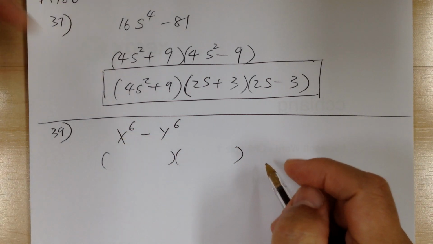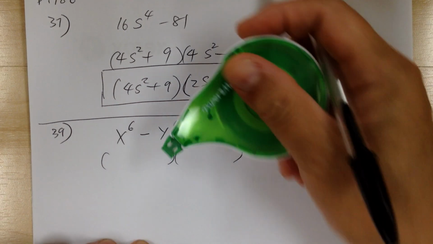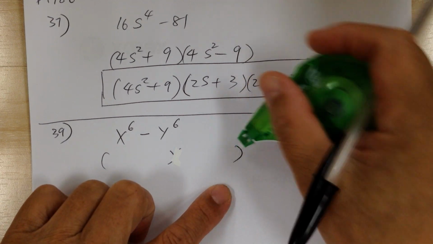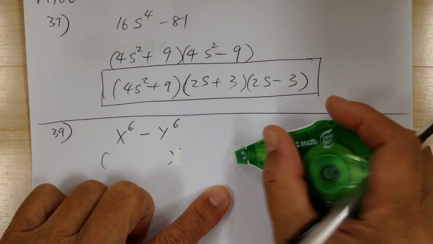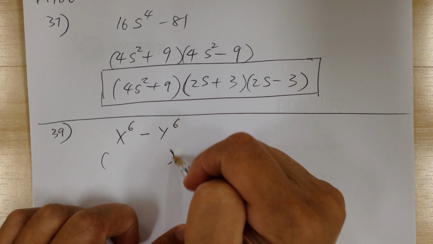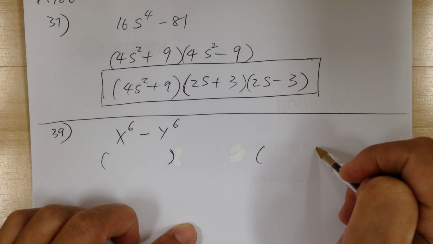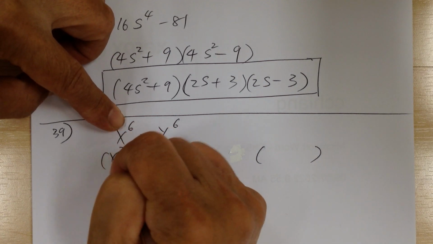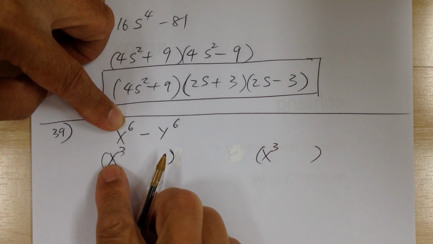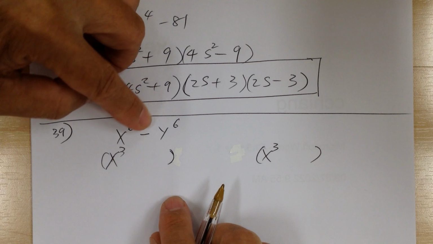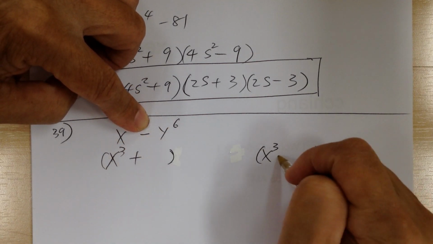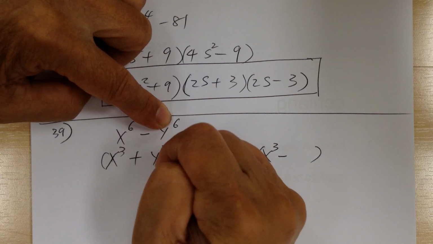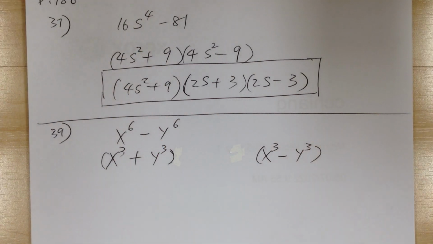I'm going to separate this and make it farther away, so it's easier to line things up. To get that, I need to have x to the 3, right? x cubed times x cubed gives you x to the 6. To get minus, I need plus and minus, right? Plus times minus gives me minus. To get y to the 6, I need y cubed.